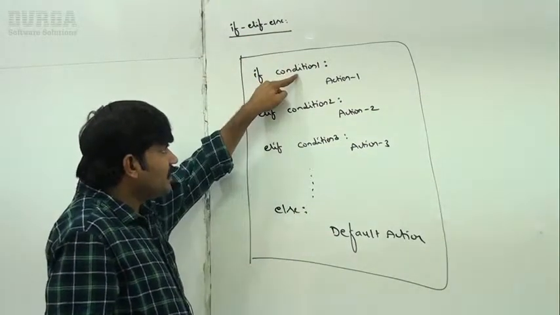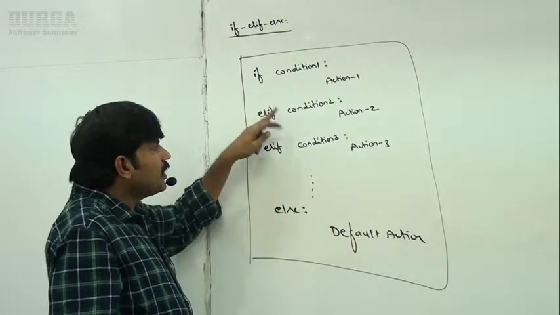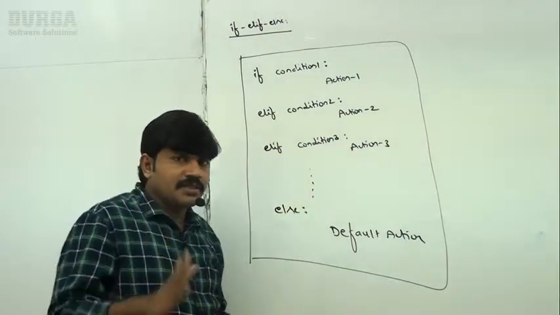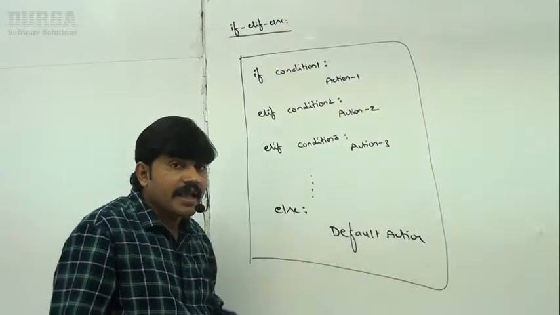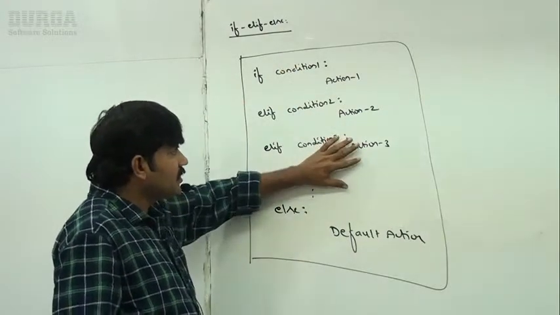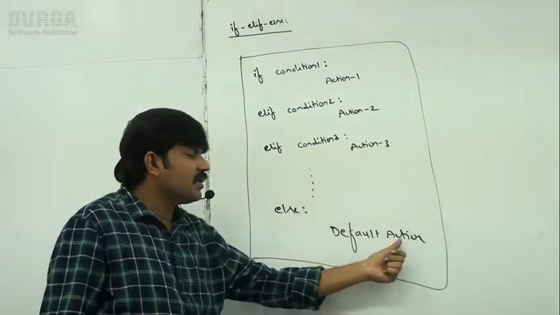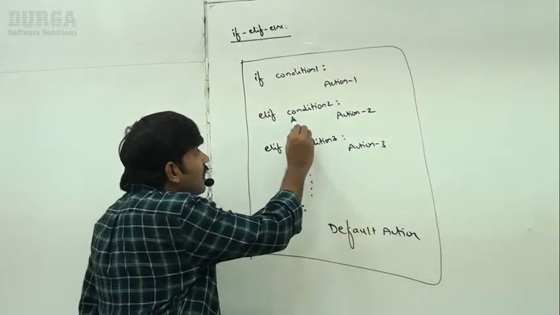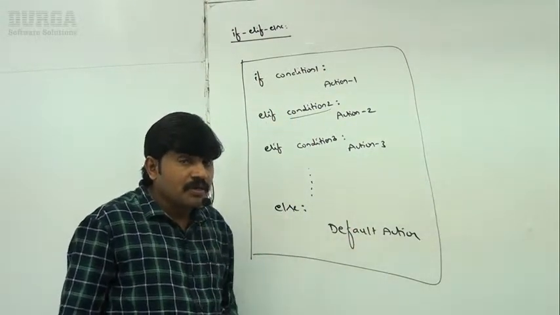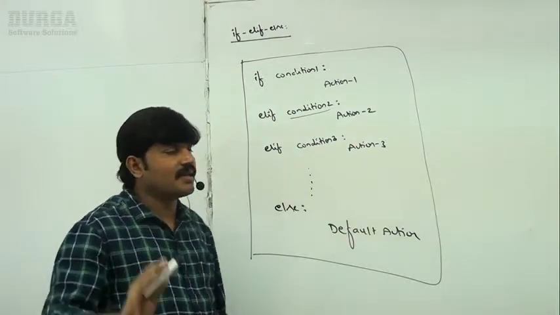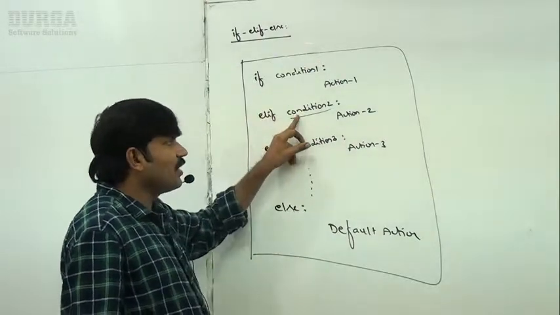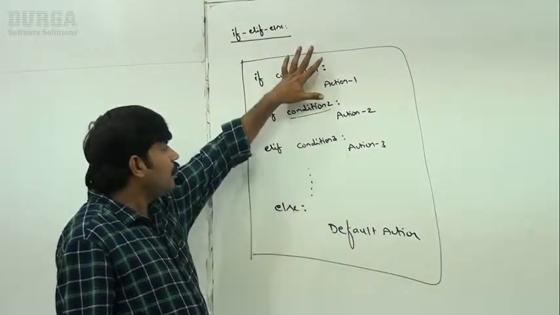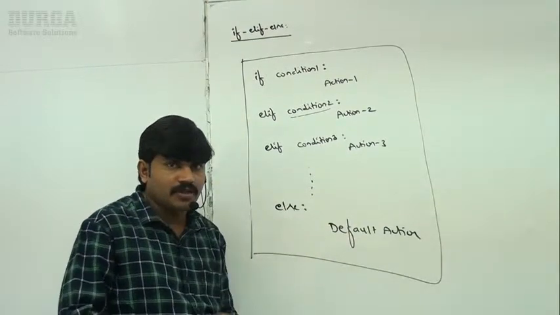Remember, if condition 1 is satisfied, action 1 will be executed. If condition 2 is satisfied, action 2 will be executed. Among these, whichever condition is satisfied, only the corresponding action will be performed. If no condition is satisfied, then automatically the default action will be performed. Only if condition 1 is not satisfied does control come to condition 2. Both conditions being satisfied, there is no chance at all. If 1 and 2 are not satisfied, then only condition 3. If no condition is satisfied, then only the else part is going to execute.